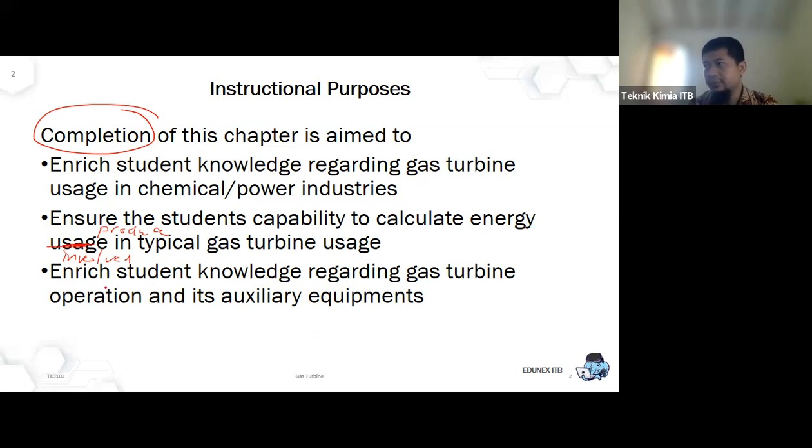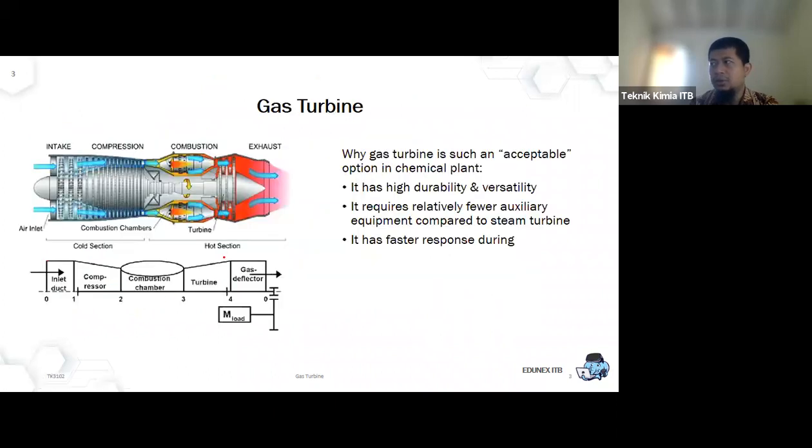The third one is we want to know better about the gas turbine operation and its auxiliary equipment. Even though it's claimed that a gas turbine occupies smaller space and has fewer auxiliary equipment, it still needs some auxiliary equipment. So this is a typical gas turbine.